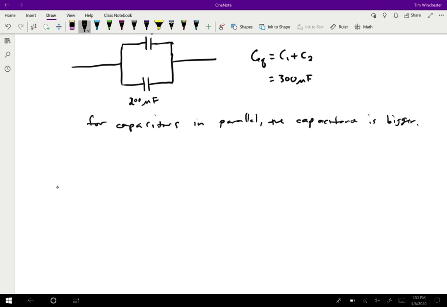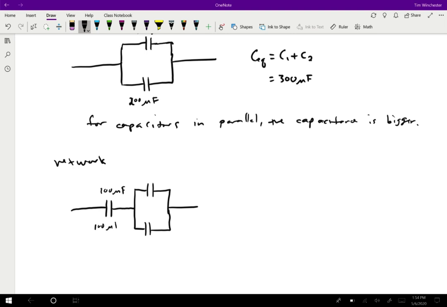Let's say that we have a network that looks like the following. So maybe I have a capacitor like this, and then the wire splits, and I have a capacitor here, and another one here, like so. And just to make things simple, let's say I have 100 microfarads, 100 microfarads, 100 microfarads, 100 microfarads. Okay, so we want to know the equivalent capacitance of this whole network.